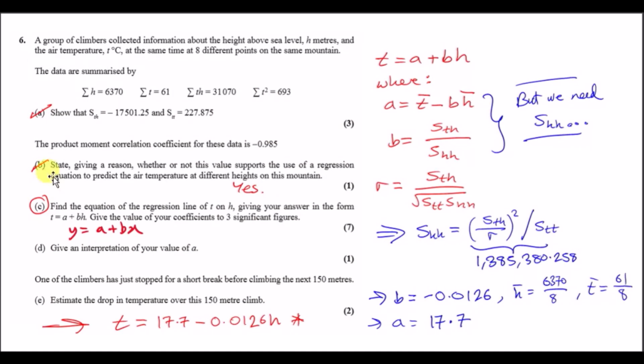All right, part C. Find the equation of the regression line of T on H, giving your answer in the form T equals A plus BH. Here we have to get the value of your coefficients to 3 significant figures. These coefficients are your A and B, so that's what we need to find. And this is easy. To find the value of A, you just have to rearrange this regression line to make A the subject, and then flip this with A and H with bars. And just to know what the bars are again, the T bar, for example, means the sample mean of T. So it's the sum of T over the sample size, which is 8. And the same thing for H. H bar is just the sum of H over 8 as well.